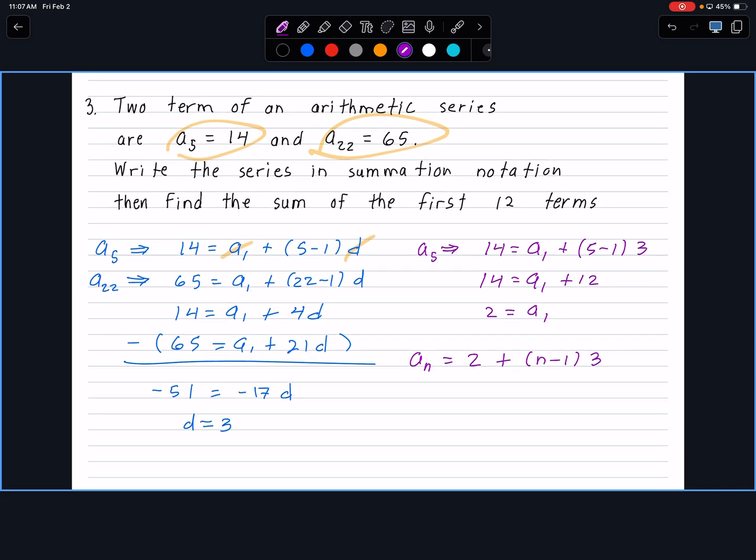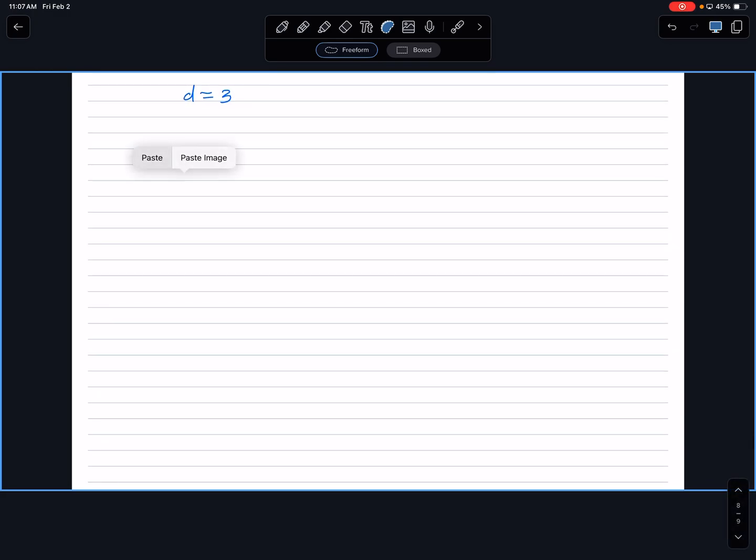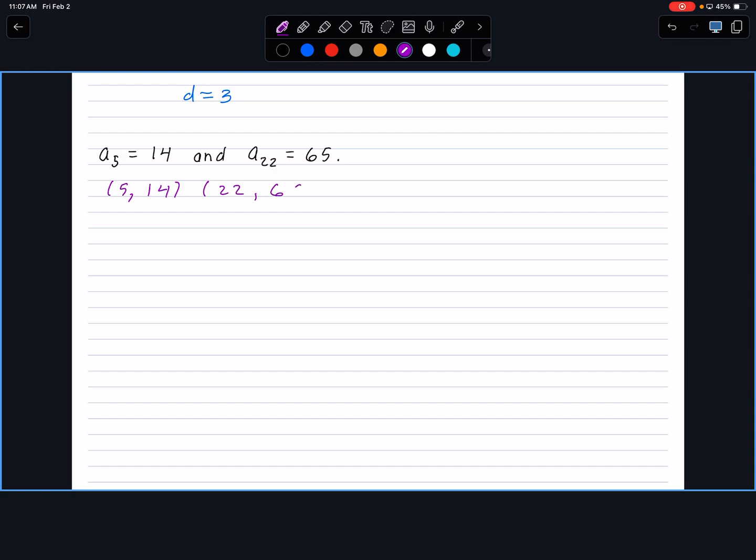Yes. Could you show finding d the other way? Sure. So the question was, how do we use the slope? If we wanted to use the slope to find d, let's go and do that. I'm going to grab these 2 points really quickly. If we chose to find d using the slope, remember the first point is the point (5, 14). The second point is the point (22, 65).